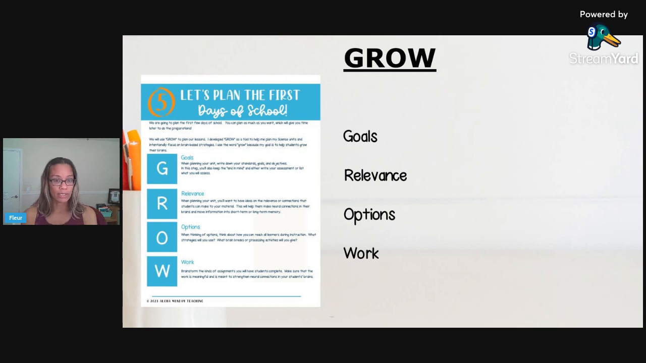And for work, the W is the assignments that you're going to have students complete. You want to make sure the work is meaningful and it is meant to strengthen those neural connections in your students' brains.